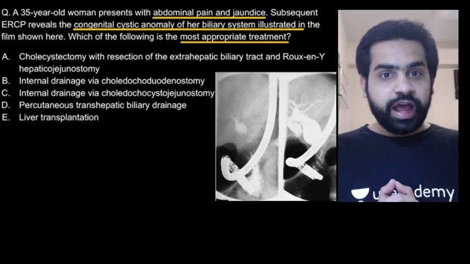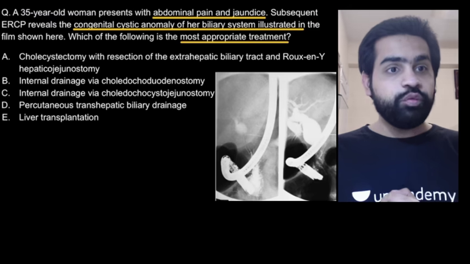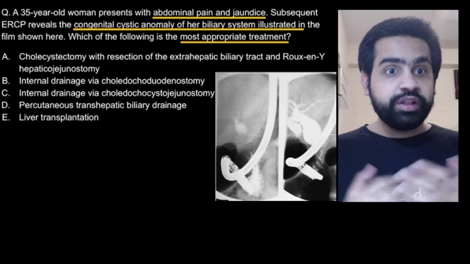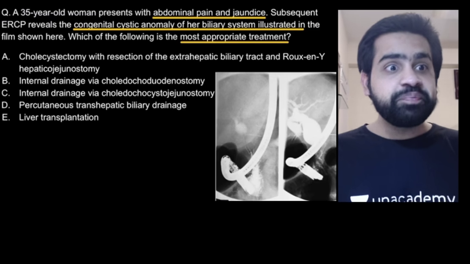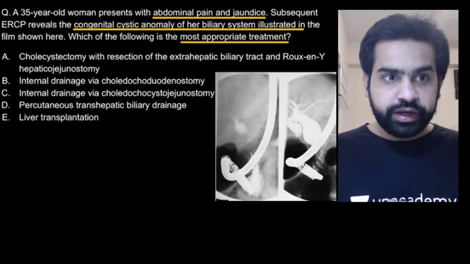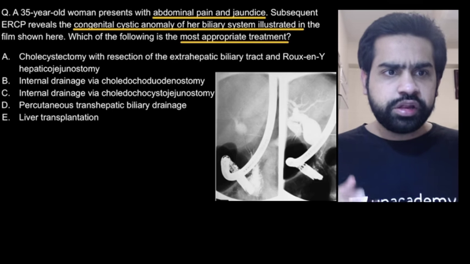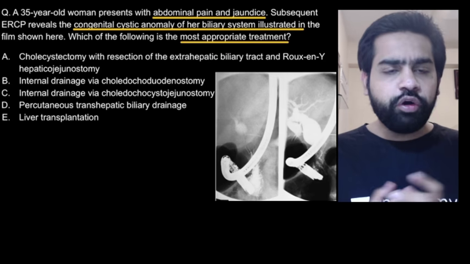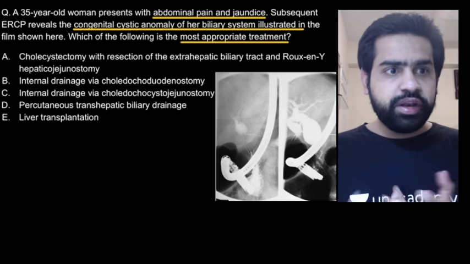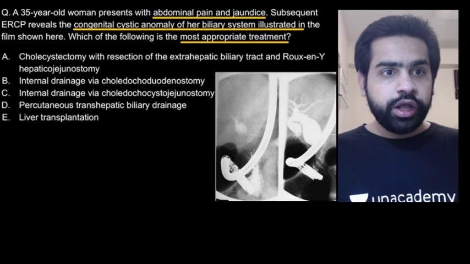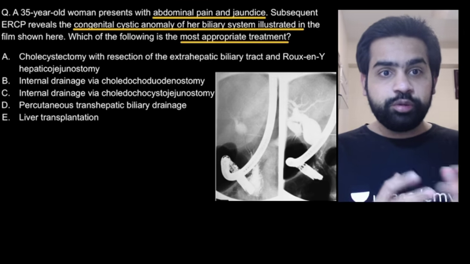The first question which I have for you is, there's a 35-year-old woman who is presenting to you with abdominal pain and jaundice. Subsequently an ERCP was done, which basically showed a congenital cystic anomaly of a biliary system illustrated in the film which is given to you. Now, what is the most appropriate management of this particular patient?